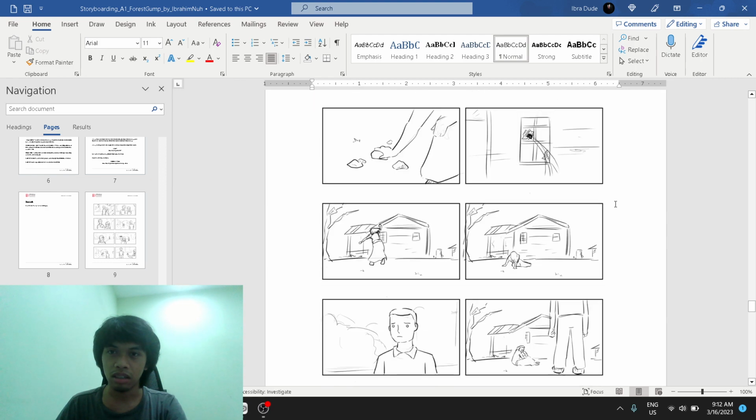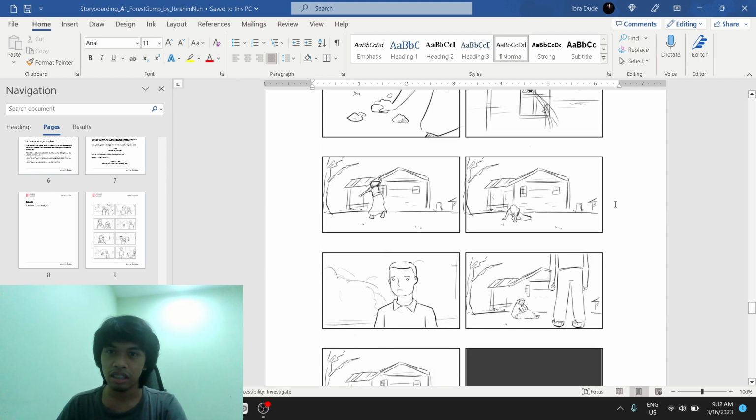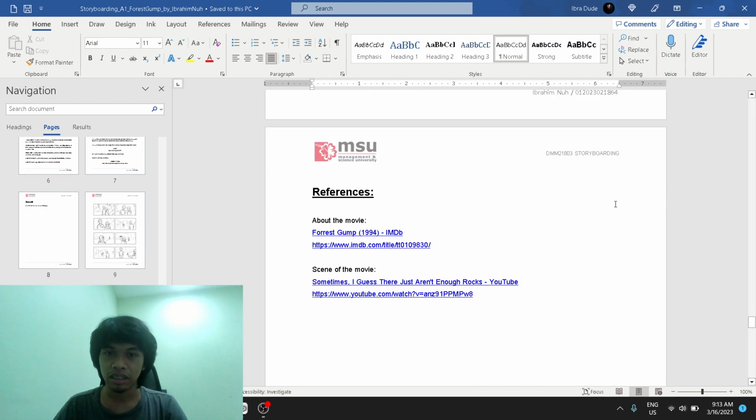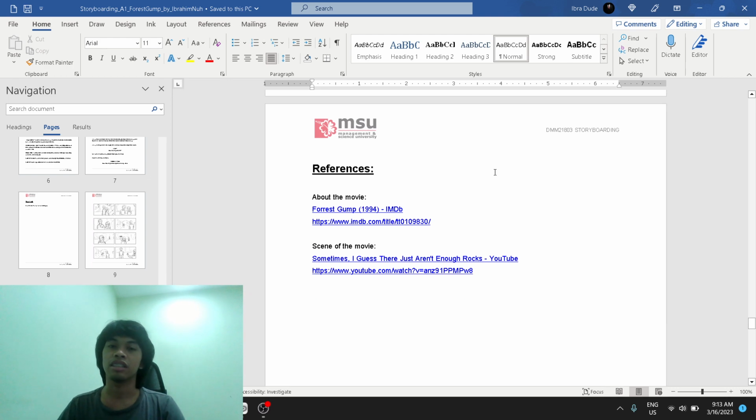Jenny picks up a lot of rocks, throwing them at the house. She fell because she couldn't do much with it. After she was done, Forrest was worried, but he then came and sat beside her and comforted her. That's all of the scene, and here are the references of the movie where I got the information and the scenes of the movie, the YouTube link that I sent.